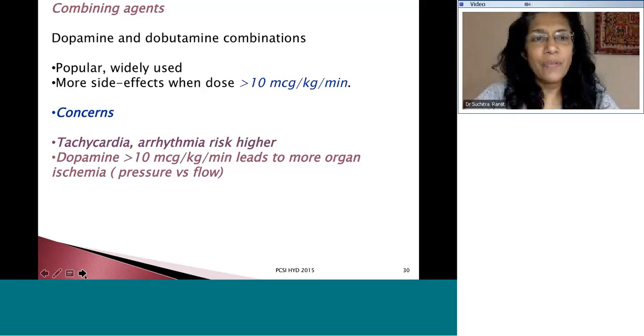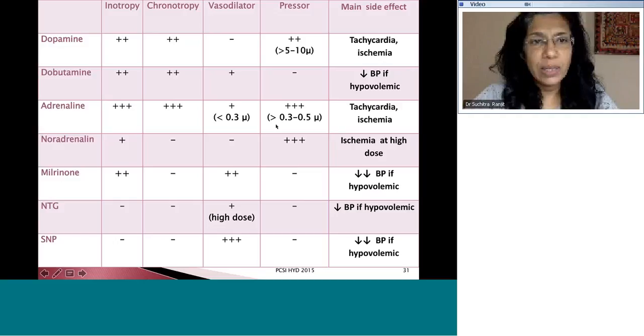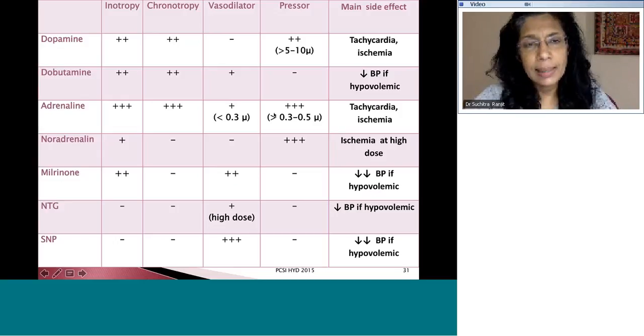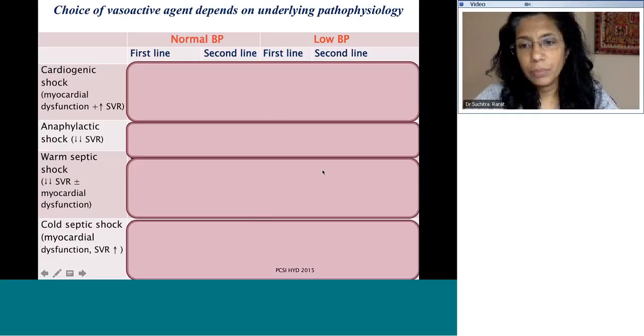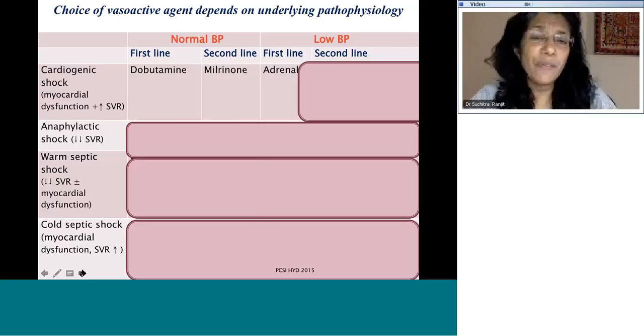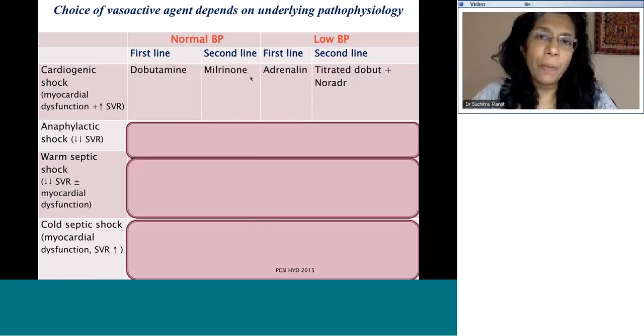Here, if you have cardiogenic shock, you first need to determine, so in cardiogenic shock, you have myocardial dysfunction, and the systemic vascular resistance may go up as a compensation. So you'd like to use an agent which has inotropy and a mild SVR lowering effect. So what are your first line agents if the blood pressure is normal? Dobutamine. Second line agent will be milrinone once you stabilize the patient. If you've given some fluid, maybe start a dobutamine. Still not better, you could slowly sneak in some milrinone.